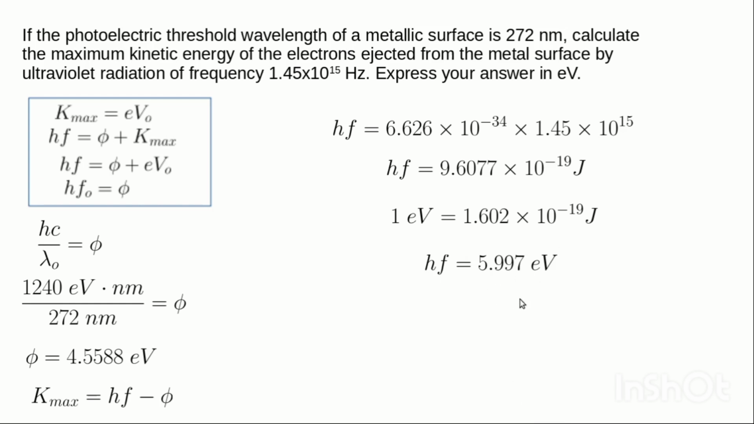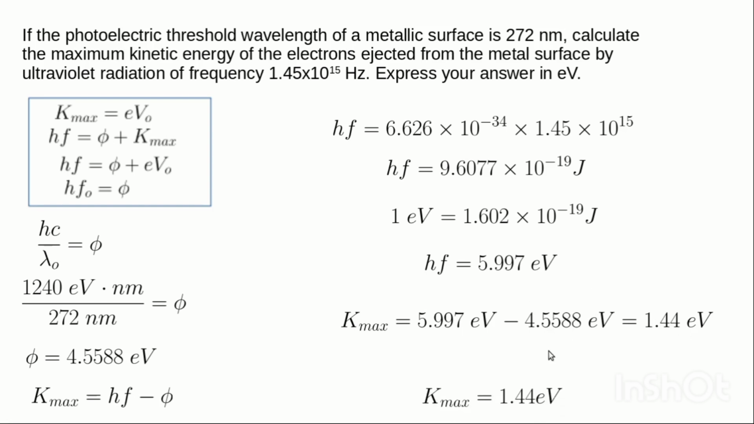Now that we have our hf, we can slot it back into this expression. So we have our K max equal to this, which is hf minus the work function, and that gives us 1.44 electron volts. So we have finally this equal to this. So that's it. Let's look at the third possible question.